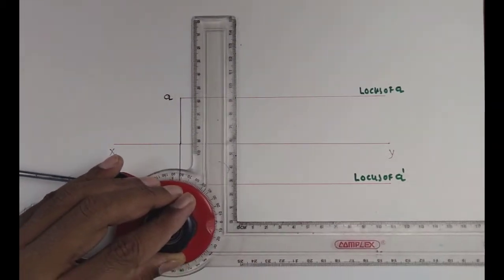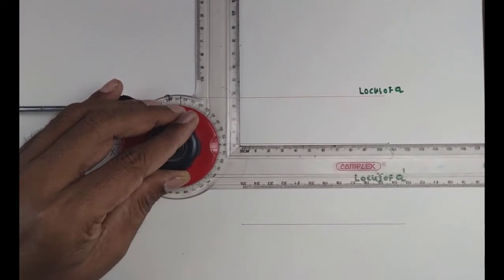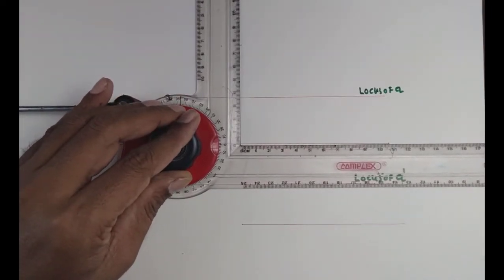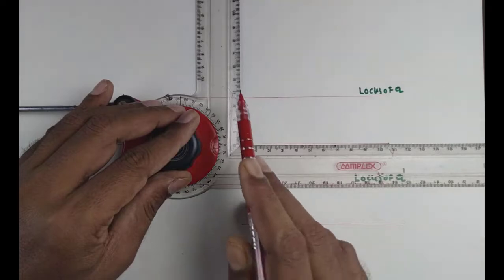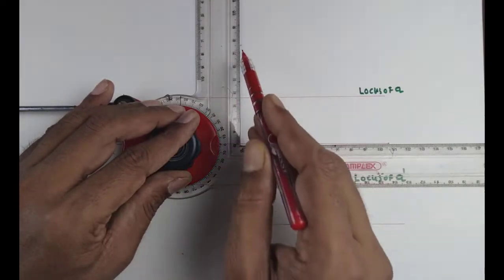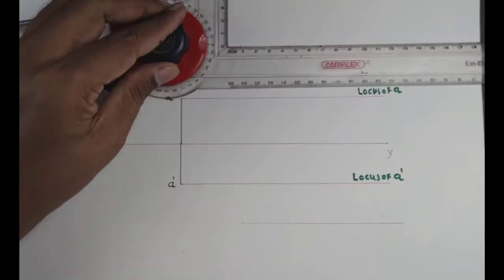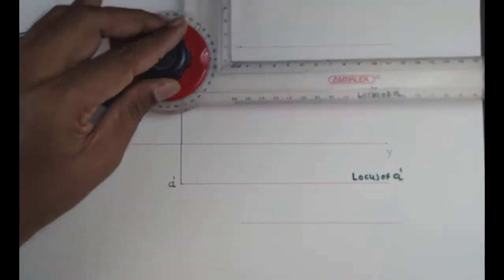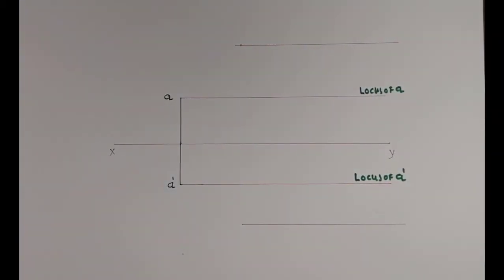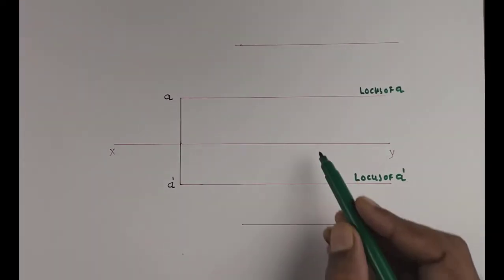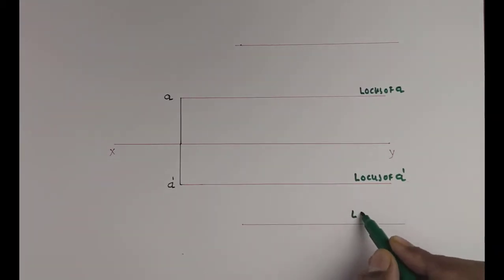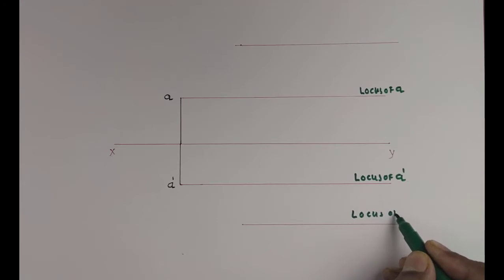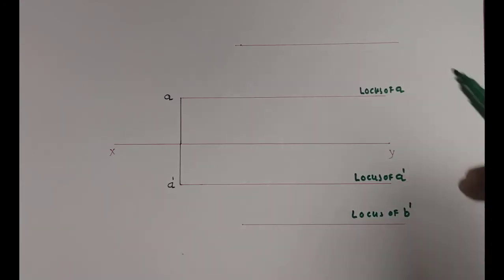Similarly, you can take the point 75 mm behind VP. So again I go from above XY line 75 mm. I mark one point. From this point I draw the locus parallel to XY line. This is our 70 mm below XY line. It means it is our locus of B dash, and this is our locus of plan point B.